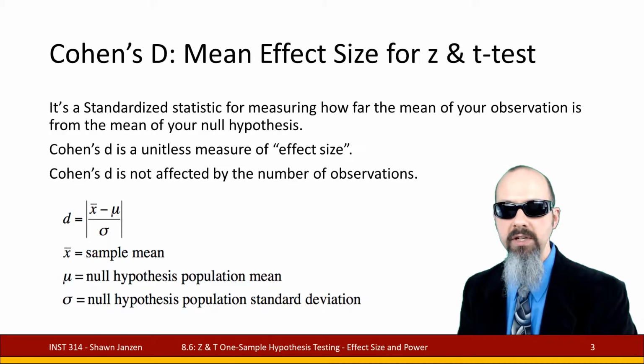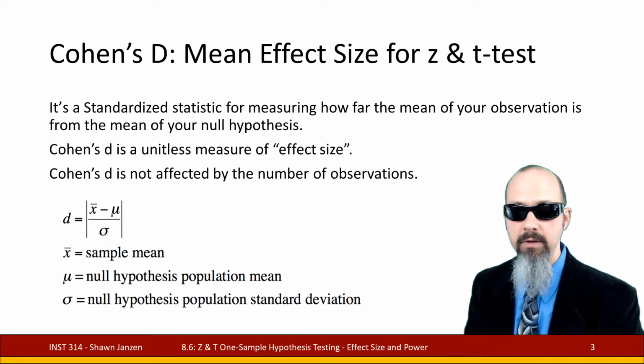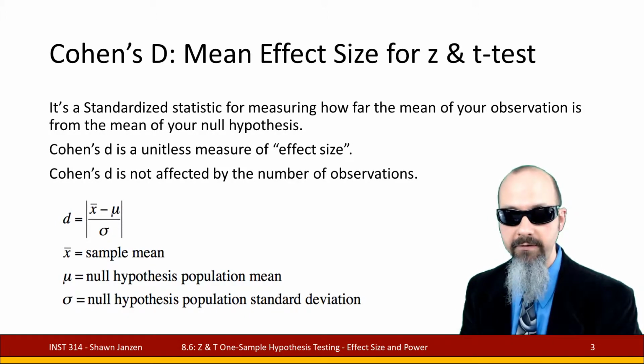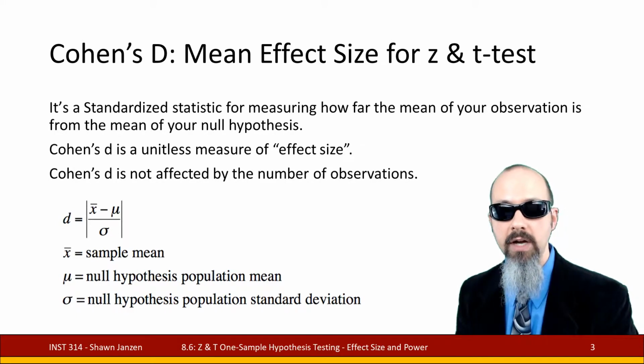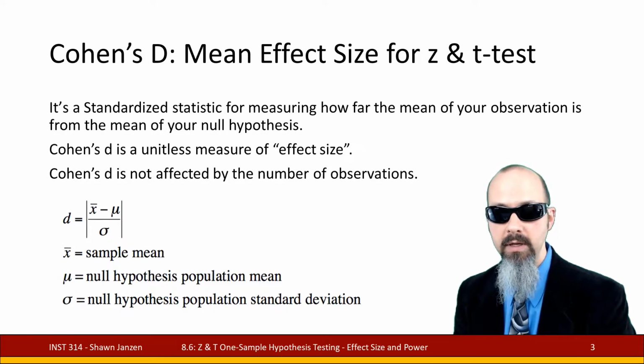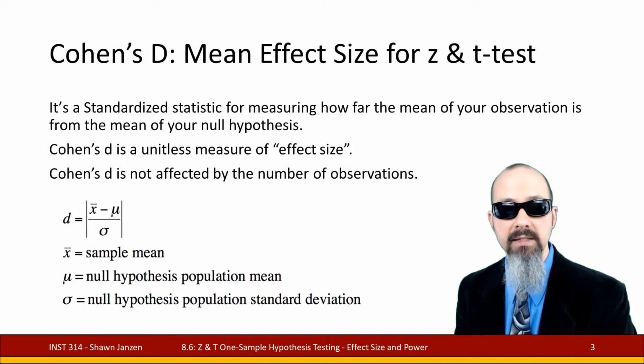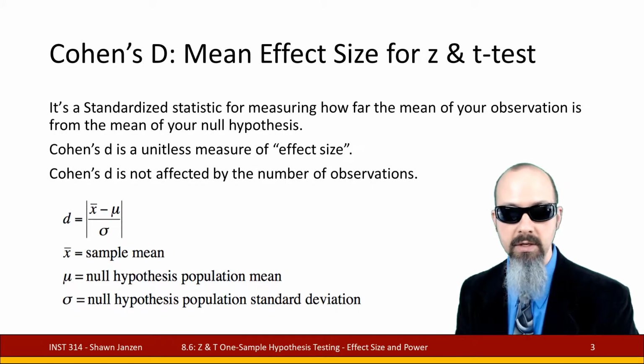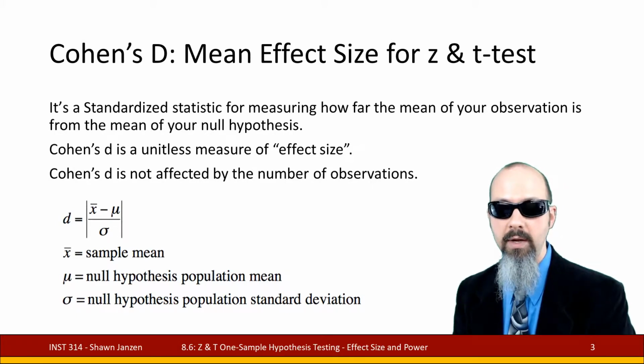Now, before we talked about effect sizes that I gave you for chi-squares, and those are the phi and Cramer's V. Now we're going to talk about Cohen's d. Cohen's d is the mean effect size for Z's and T's. It's a standardized statistic that talks about how far the mean of your observation is from the mean of your null. Because it's standardized, that means it's unitless. It doesn't have units such as pounds, miles, inches, number of dogs, etc. And Cohen's d is not affected by the number of observations.